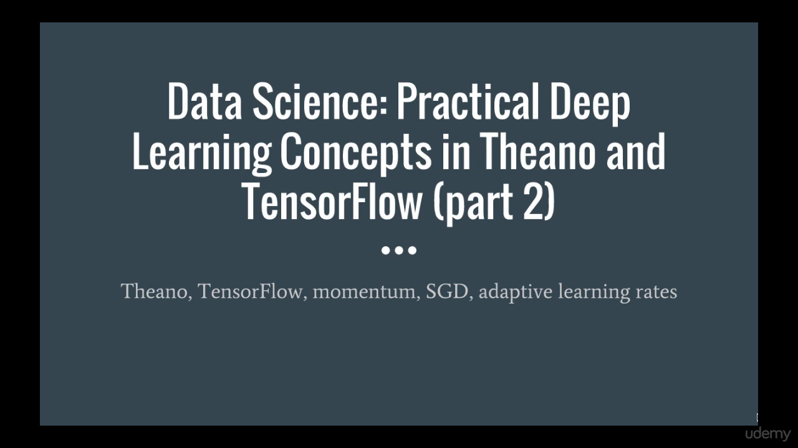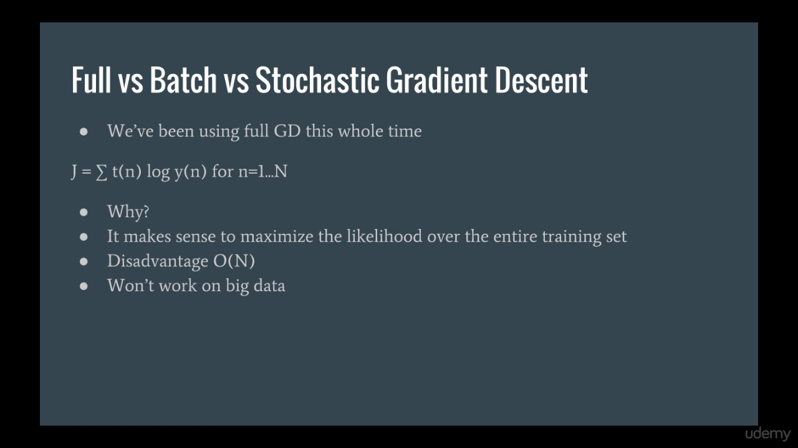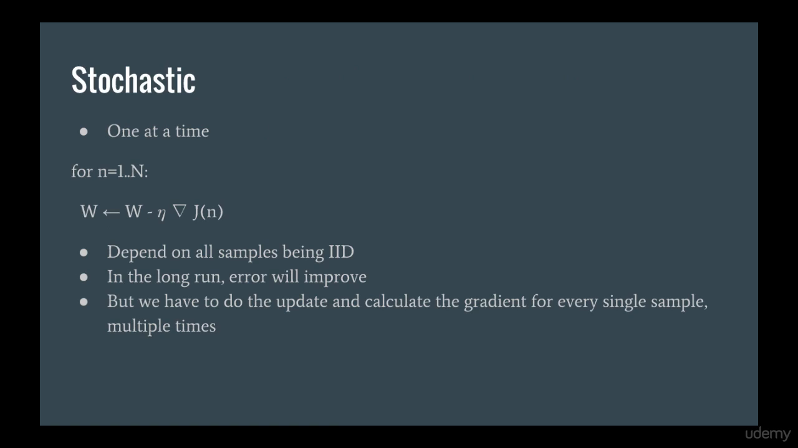In this lecture, we're going to talk about different ways to do gradient descent and their advantages and disadvantages. There are three basic types I want to talk about: full, batch, and stochastic gradient descent. We've been using full gradient descent for most of the previous courses. Why is that? Because it makes more sense that you would want to maximize the likelihood over your entire training set. The disadvantage of this is that the calculation of your gradient is now O of n, since it depends on each sample.